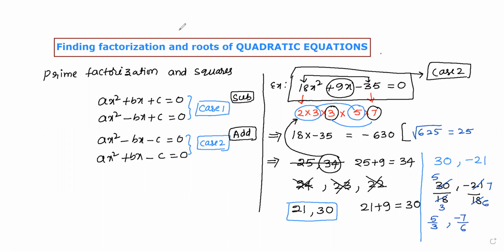For the roots, we have to change the sign of these fractions, that is minus 5 by 3 and 7 by 6. We can change like this. So these are the roots of the given equation. Here I explained very clearly the steps, so please follow those steps. Let me take another example to understand the concept very clearly.